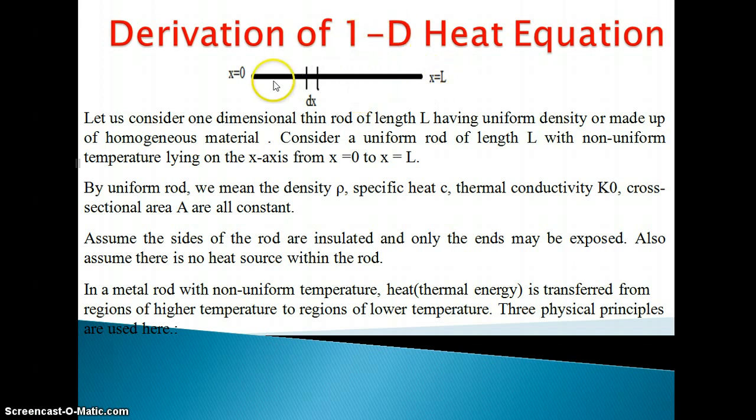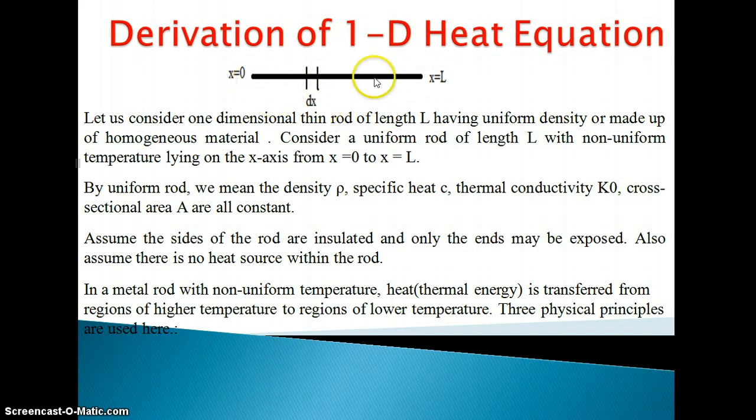To make sure that there is no vertical heat transfer, the lateral surface of this rod is insulated, but only the ends x equal to 0 and x equal to L are exposed for the temperature variation. That means heat may enter at x equal to 0 and leave at x equal to L. Further, we assume that the temperature is non-uniform here.